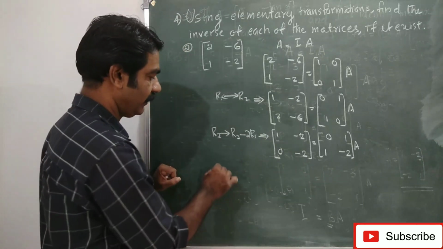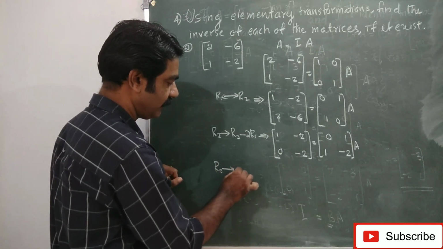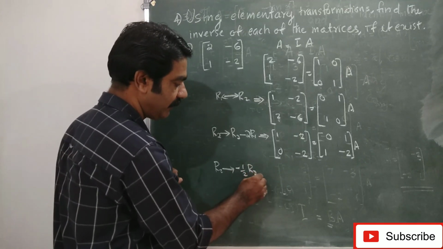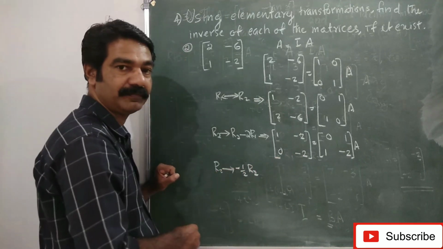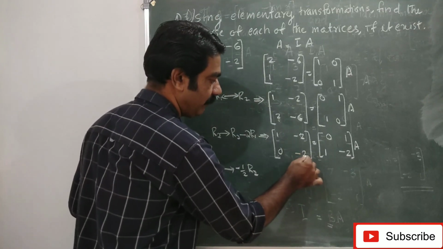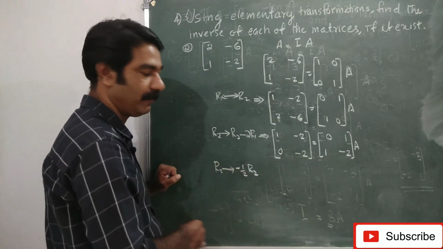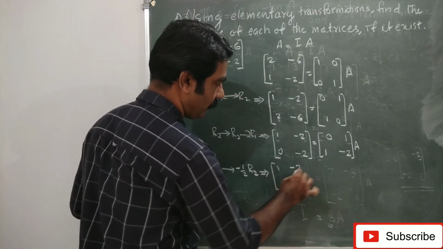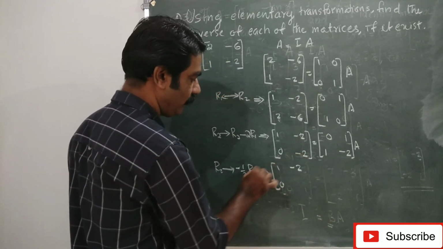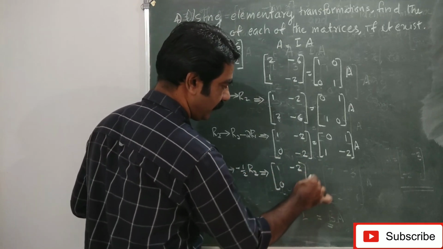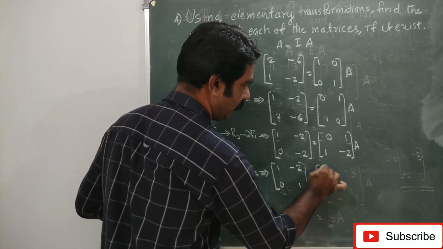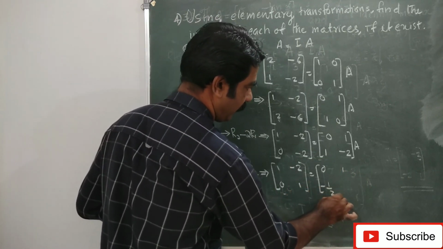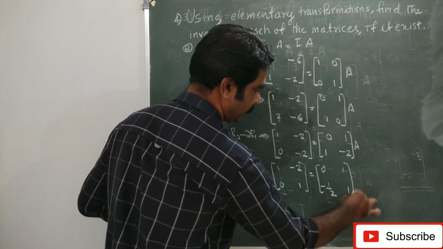For that, R2 changes to minus 1 by 2 R2. Multiply the second row with minus half. So multiply with the minus half. It becomes 1, minus 2, 0. Minus 2 into minus half becomes 1. That is equal to 0, 1. 1 into half becomes minus half. Here it is 1.